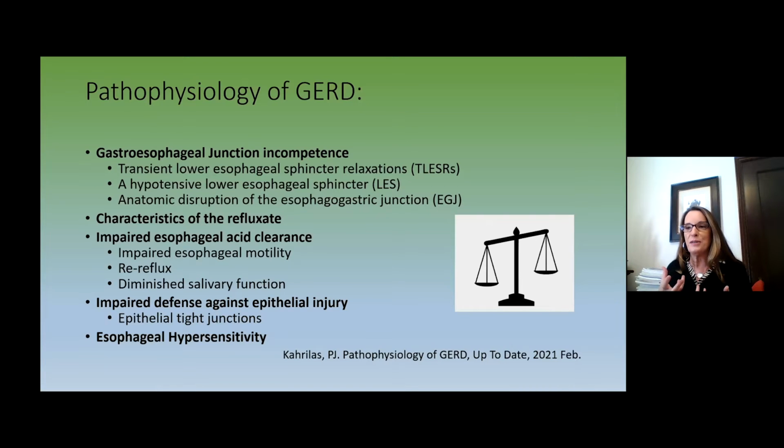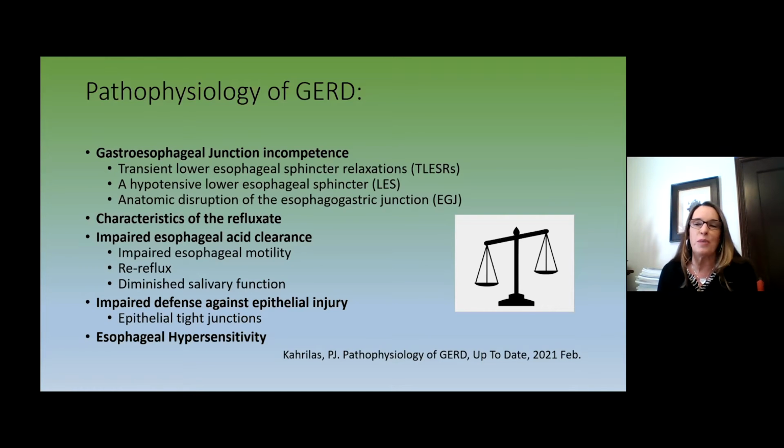The development of GERD reflects an imbalance between the injurious or symptom-causing factors like acid events, acidity of the refluxate, and esophageal hypersensitivity, and defensive factors like esophageal acid clearance and mucosal integrity. The severity of symptoms and the mucosal injury are proportional to the frequency of reflux events, the duration of mucosal acid exposure, and the caustic potency of reflux fluid.